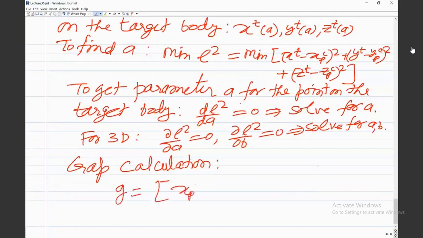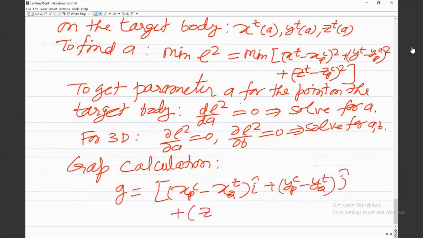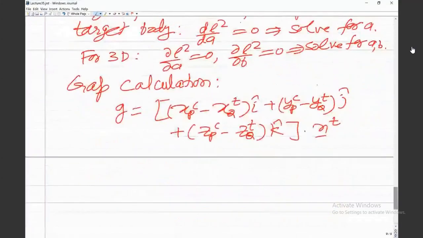So that will be written as X_P^C minus, now that point on the target body is, let's say, Q, which is the closest to point P on the contactor body. So this is the vector (X_P^C minus X_Q^T) i cap plus (Y_P^C minus Y_Q^T) j cap plus (Z_P^C minus Z_Q^T) k cap, where superscript T is for target. Now you take the dot product with the normal to the target body at that point, N^T. At point Q you find the normal to the target body and you get this N^T, and then take the dot product, you basically get the gap between the two.